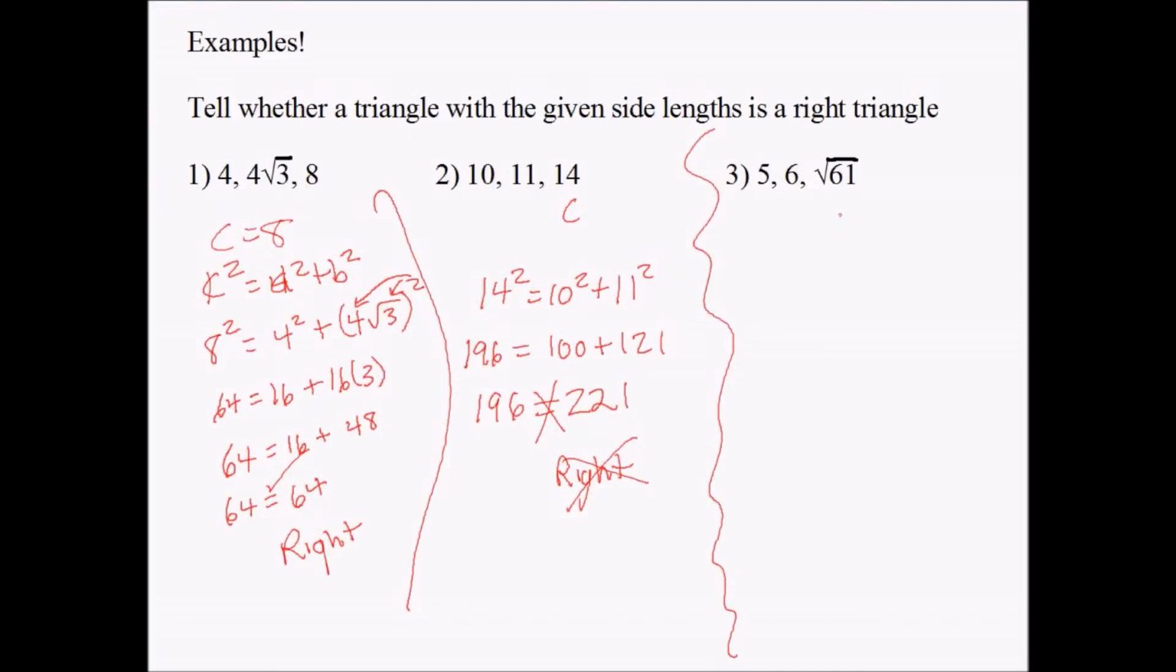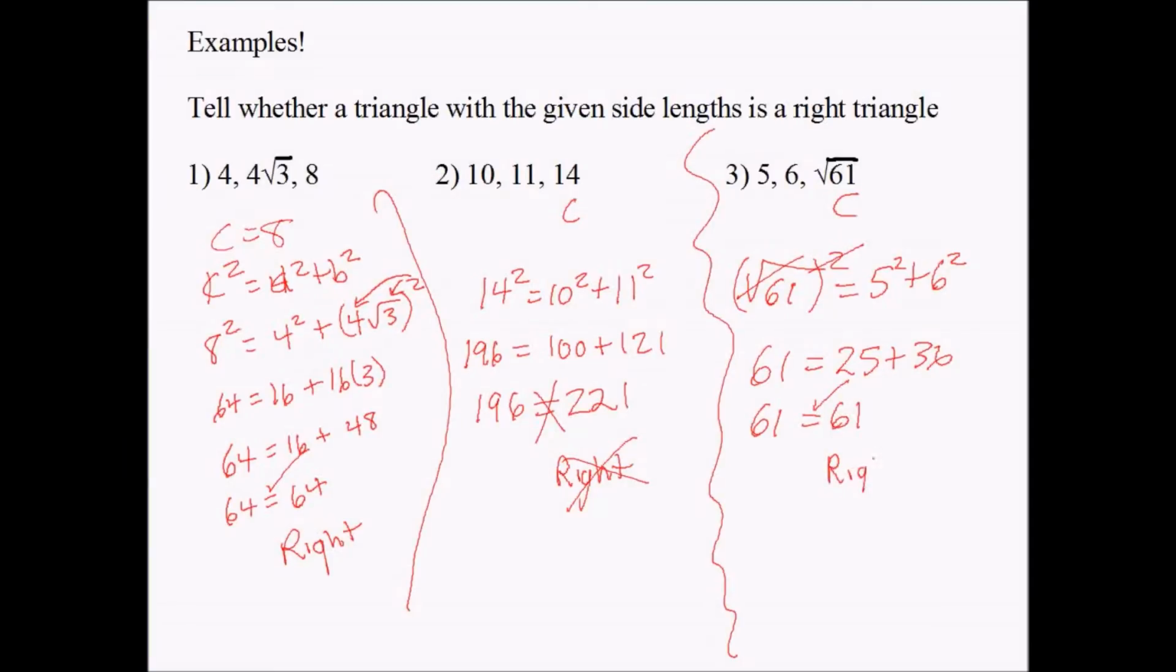And then finally, if you plug this in the calculator, you will see that the square root of 61 is c. So you have the square root of 61 squared, which is equal to 5 squared plus 6 squared. Remember I told you these cancel each other out. When you square a square root, you have 61, which is equal to 25 plus 36. So 61 equals 61, which is 25 plus 36, and you have a right triangle. Okay? Let's move on.